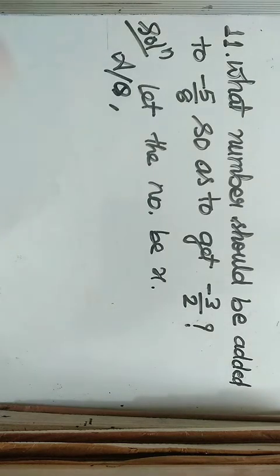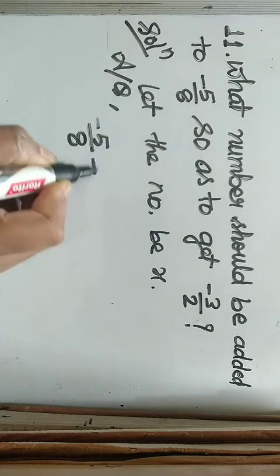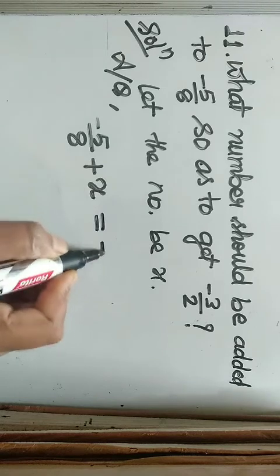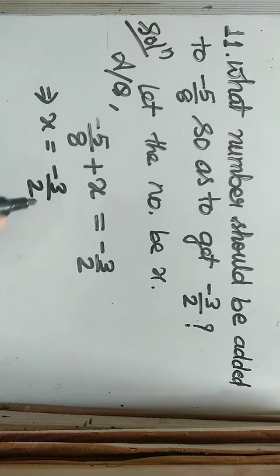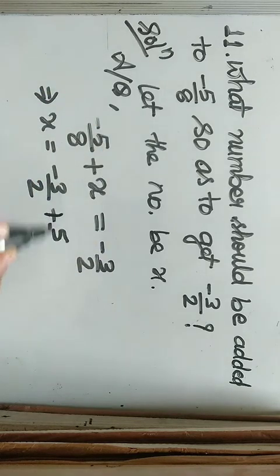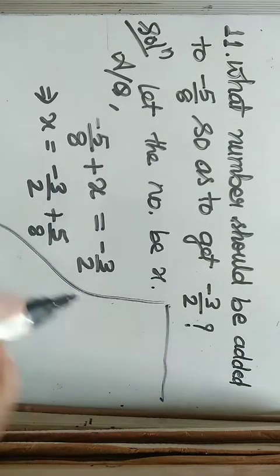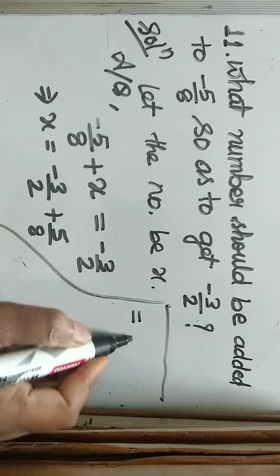Then according to the question, in minus 5 by 8 we add x so that we have the value minus 3 by 2. So solving this, we can write x is equal to minus 3 by 2, and this minus 5 by 8, if we take that side, then it is plus 5 by 8. So we have to find the LCM of 2 and 8. The LCM is, 2 1s are 2, 2 4s are 8. So again the LCM is 8.